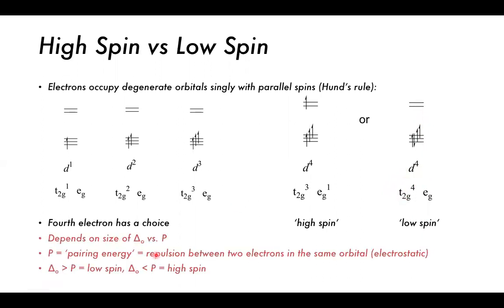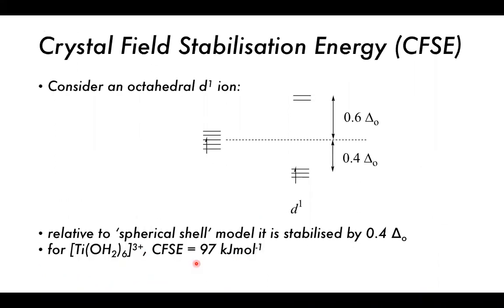So whether it goes into the t2g or the eg set depends on the size of delta O versus P. P is the pairing energy. So this is the repulsion between 2 electrons in the same orbital. This is electrostatic forces. So whenever delta O is larger than P, we're going to have a low spin complex. But whenever delta O is smaller than P, then we have a high spin complex. So the repulsion from the electrons is larger than the splitting energy, and that means we would have a high spin complex.